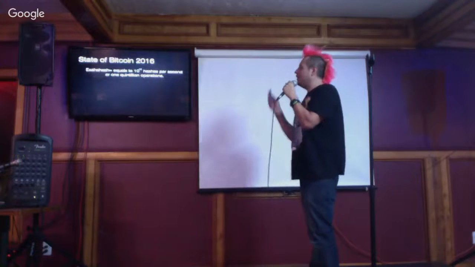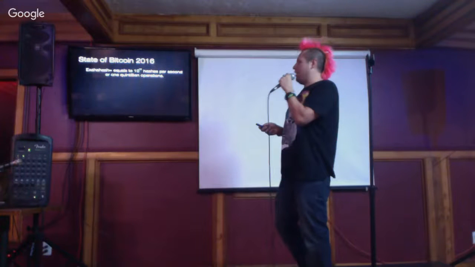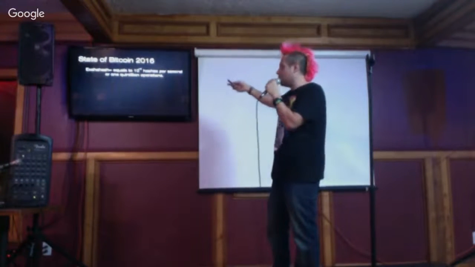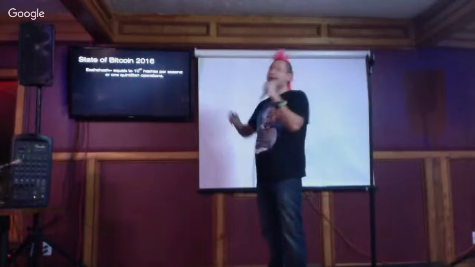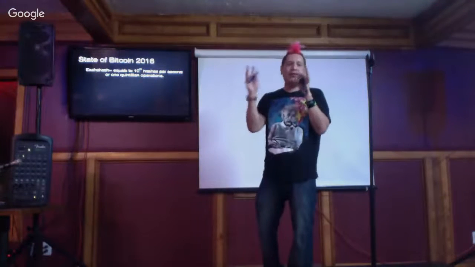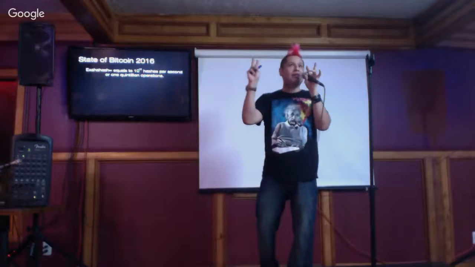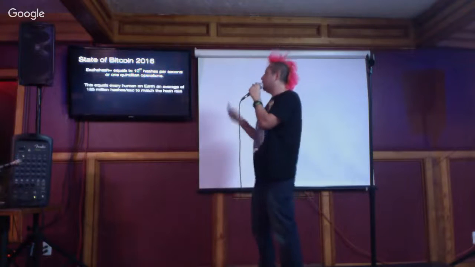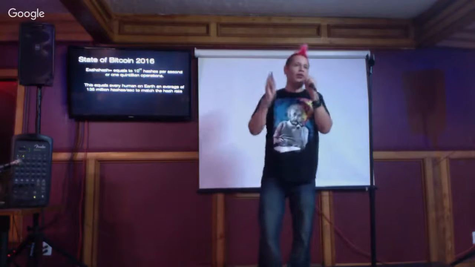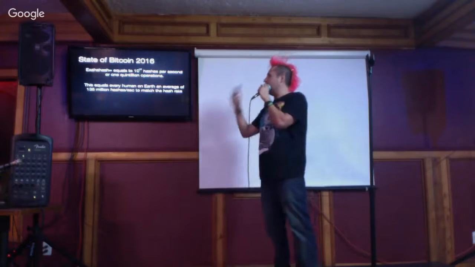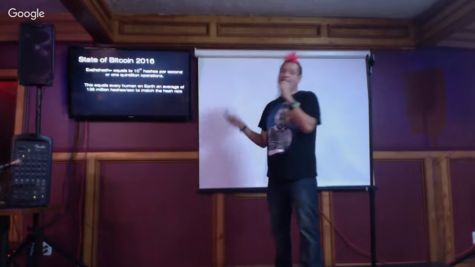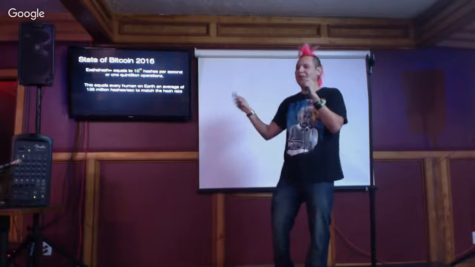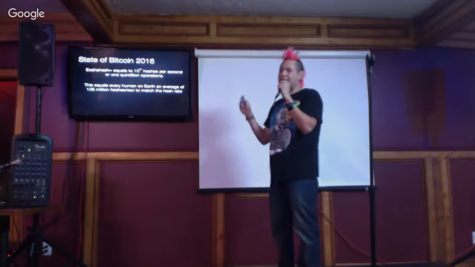What does that mean? An exahash equals 10 with 18 zeros hashes per second, or 1 quintillion operations per second. That's the rate, 1 quintillion of those little hashes per second. To put that number into perspective, that equals every human on Earth averaging 135 million hashes per second just to match it. That's what every human on Earth would have to do to match that rate. It's a staggering number.